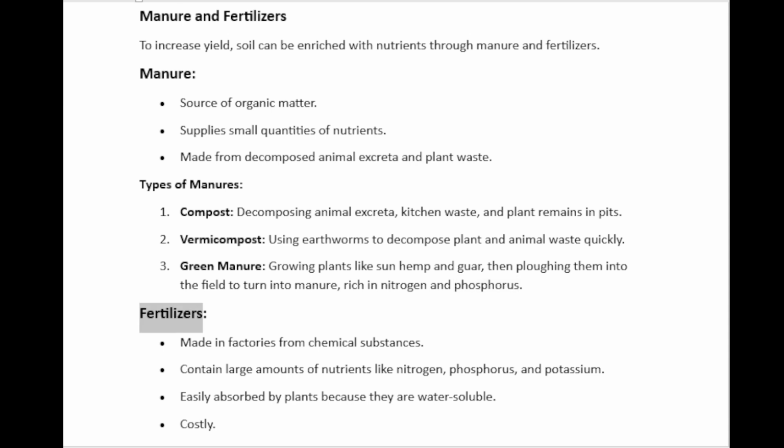Fertilizers, made in factories from chemical substances, contain large amounts of nutrients like nitrogen, phosphorus, and potassium. Easily absorbed by plants because they are water soluble. Costly.